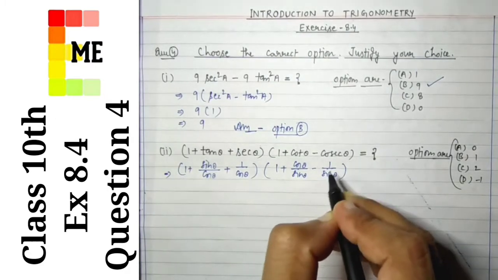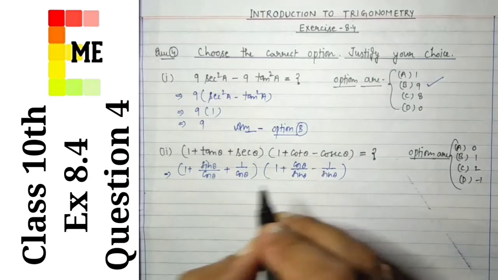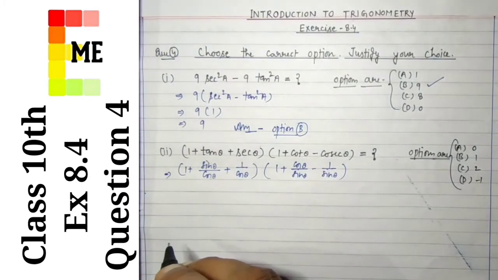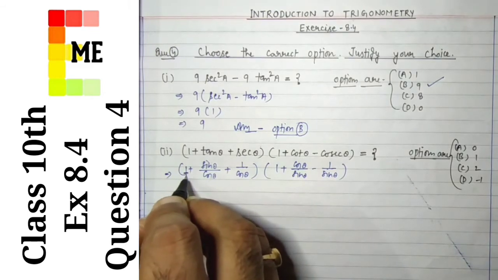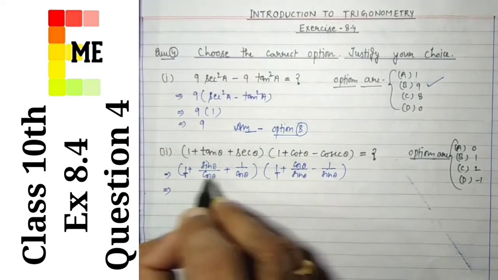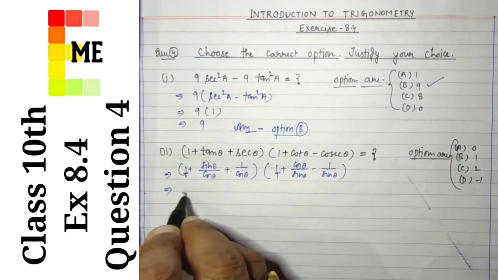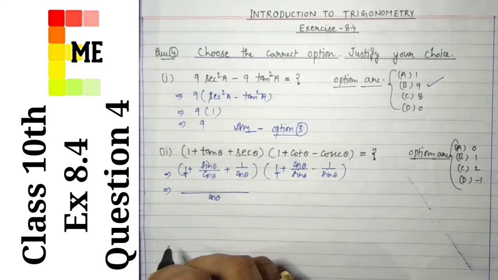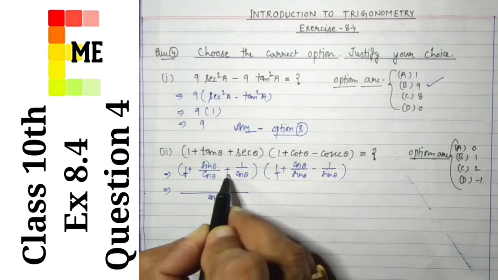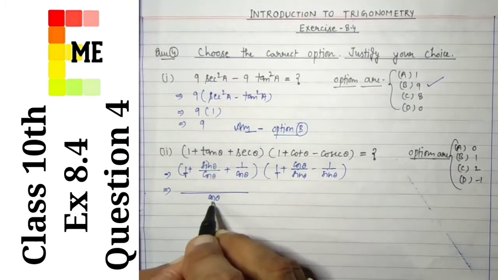As you all know, cosec theta and sin theta are reciprocal to each other and cos theta and sec theta are reciprocal to each other. So we can write this way. Now 1 can be written as 1 upon 1. Can we take LCM in this bracket? So I am taking LCM cos theta. So 1 upon 1 plus sin theta upon cos theta plus 1 upon cos theta. I have taken LCM cos theta.